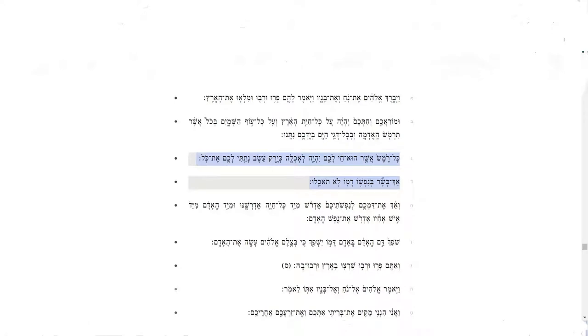Today we will be reading Genesis 9:3, or Bereshit 9:3. Okay, let's begin. Kol remesh asher hu hay lakem yihye le'akla keyerek esev natati lakem et kol. Ak basar benafsho damo lo tokelu.